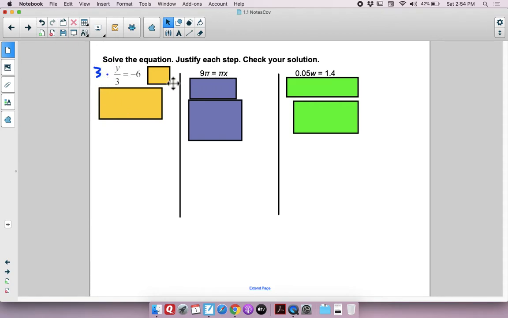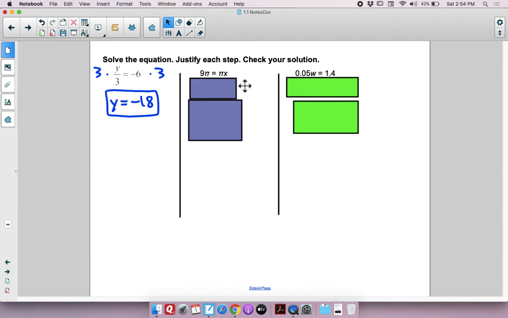Okay, hopefully you multiplied both sides by 3. 3's cancel. We're left with 1y or just y. And then negative 6 times 3, negative 18. I didn't check it here, but if you plugged in negative 18 divided by 3, that's equal to negative 6.